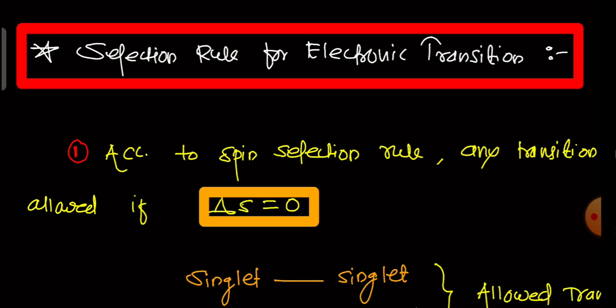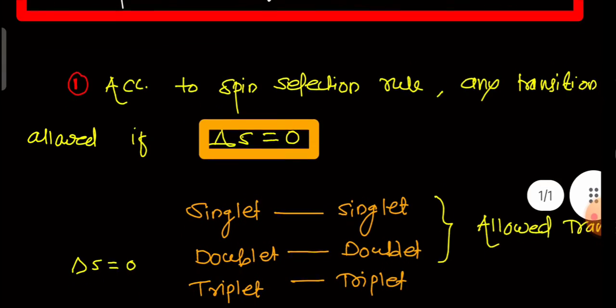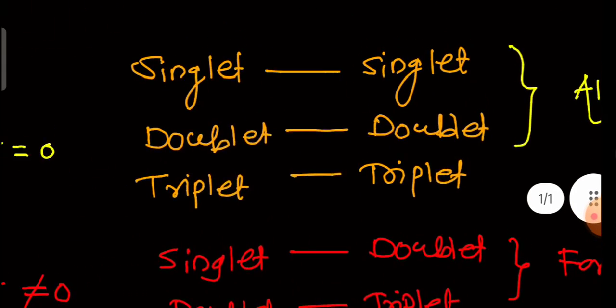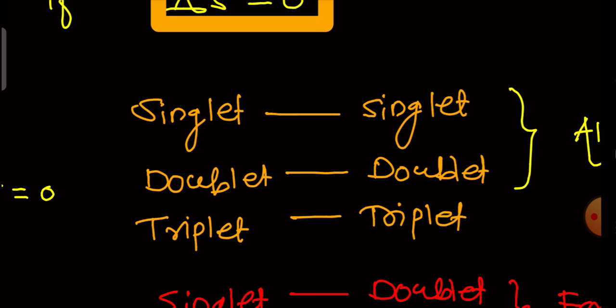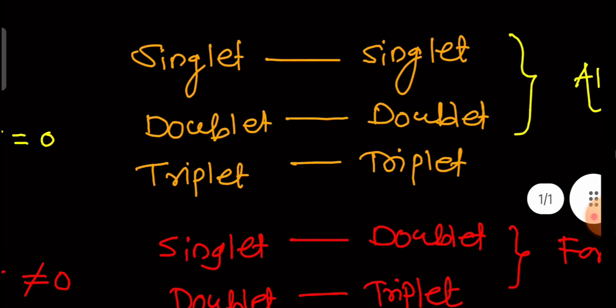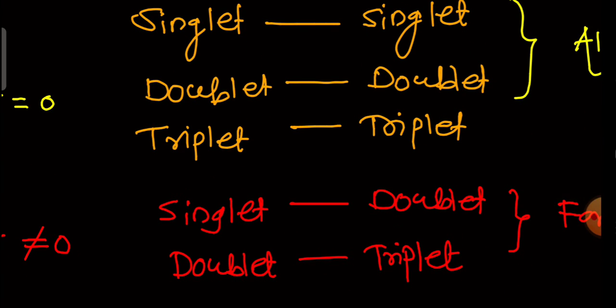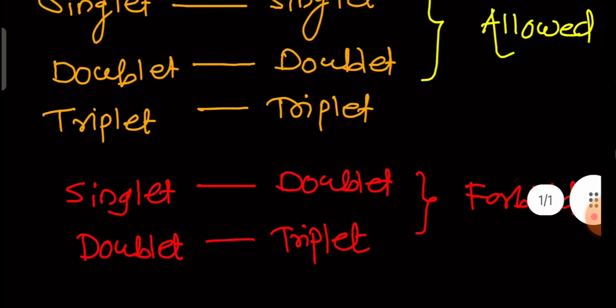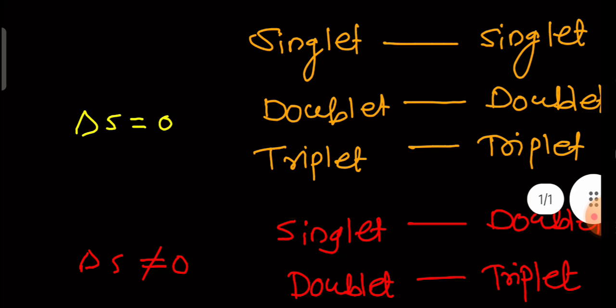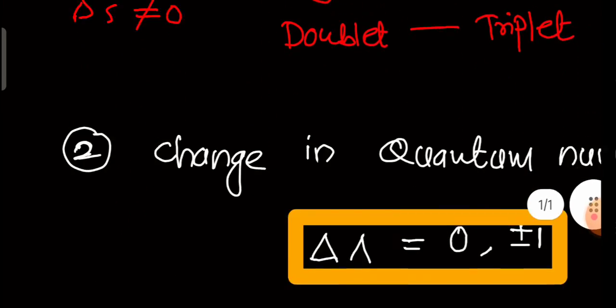First of all, according to the spin selection rule, electronic transitions generally have delta S equal to 0. That means during the transition the spin is retained. So singlet to singlet is an allowed transition, doublet to doublet allowed, triplet to triplet allowed. While if we change the multiplicity, like singlet to doublet or doublet to triplet or any other, that is called a forbidden transition. So delta S should be 0 for all electronic transitions. This is the first selection rule.